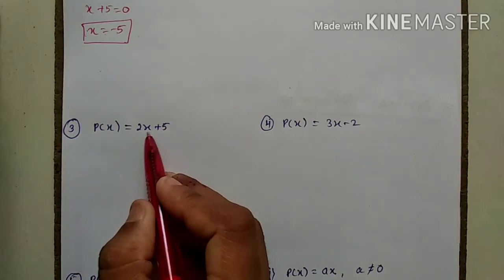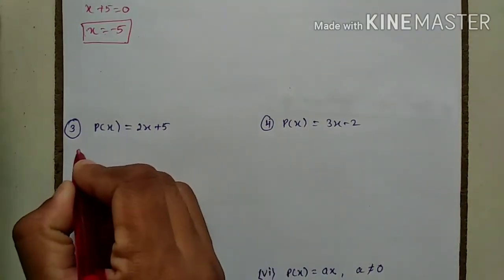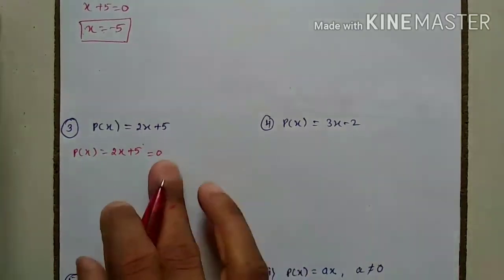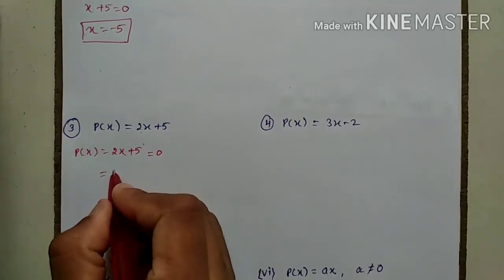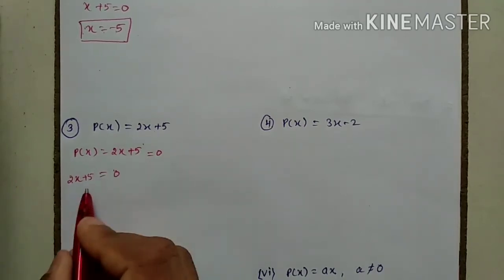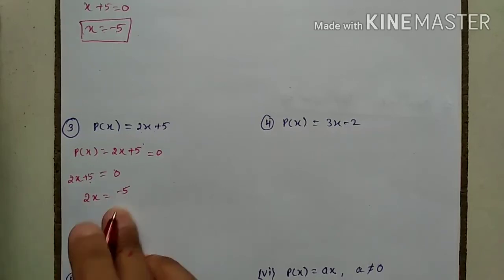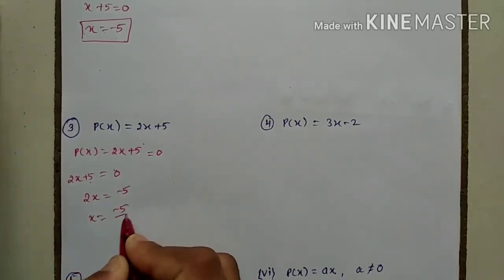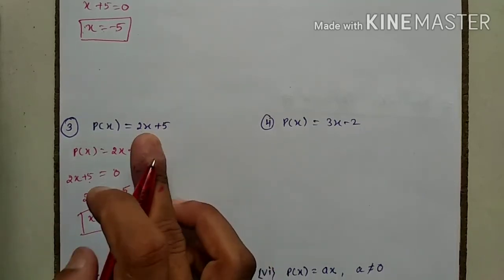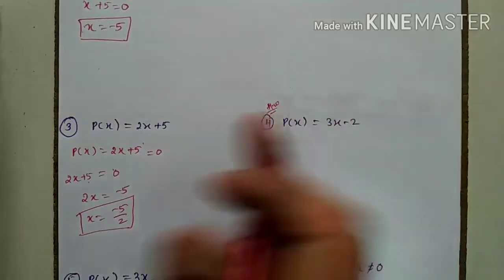Now come to the next question. p(x) equals 2x plus 5. Correct. So again, what do you have to put? p(x) equals 2x plus 5 is equal to 0. So 2x plus 5 equals 0. This 5 will go to that side and become negative 5. This 2 is multiplying, so it will go to that side, divide minus 5 by 2. If you put this minus 5 by 2, you will get the zero of the polynomial. Try it. This question I am giving you as homework too.